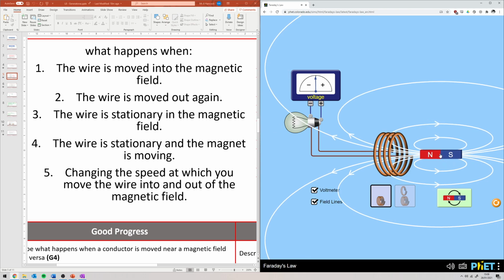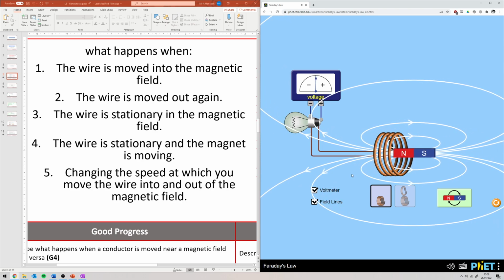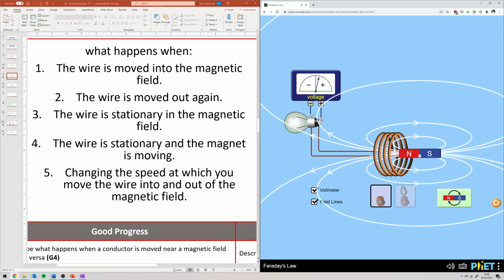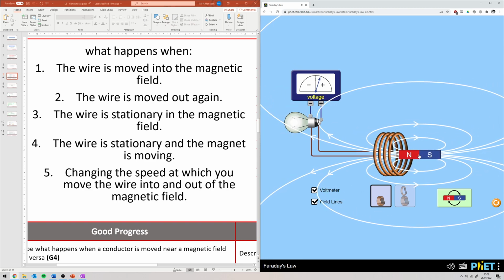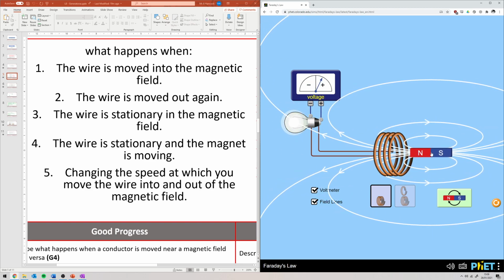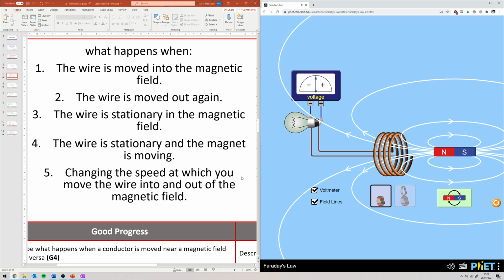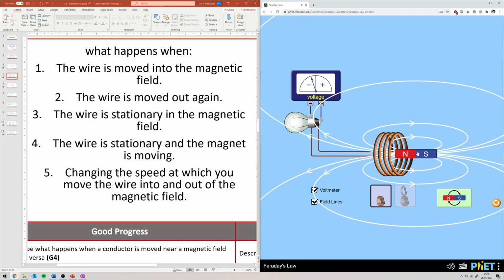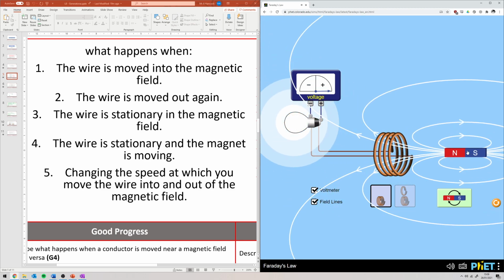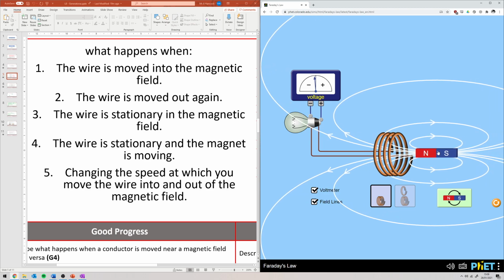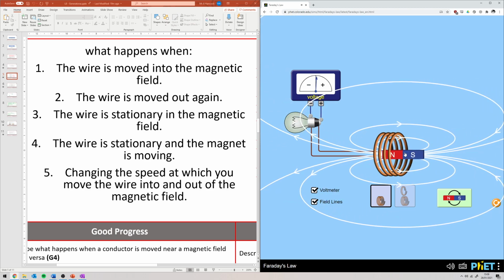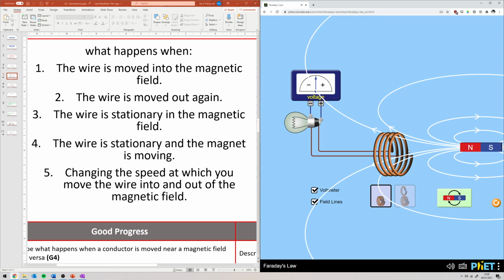The wire is stationary in the magnetic field. Well, if I leave it stationary like that, nothing happens. The wire is stationary, the magnet is moving. Well, it's exactly the same thing. You will get a voltage induced. Changing the speed at which you move the wire in and out of the magnetic field will change the voltage. You see that? So I move it in slowly, move it out quickly.